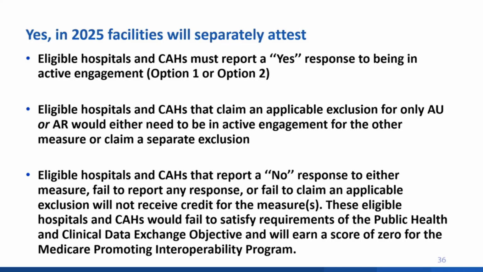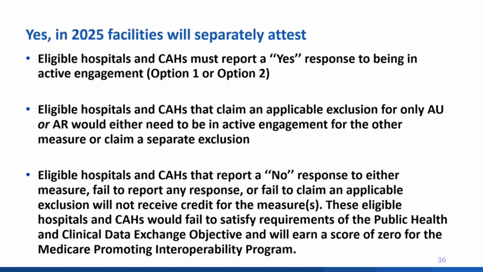Yes, in 2025, facilities will separately attest. Eligible hospitals and critical access hospitals must report a yes response to being in active engagement. So that is option 1 or option 2. And eligible hospitals and critical access hospitals that claim an applicable exclusion for only AU or AR would either need to be in active engagement for the other measure or claim a separate exclusion.